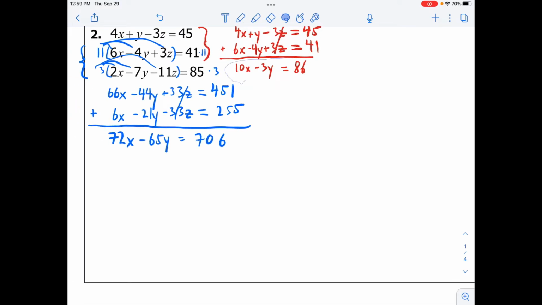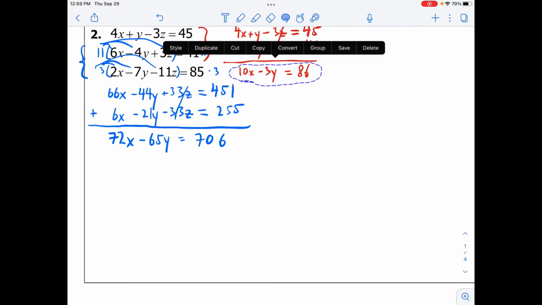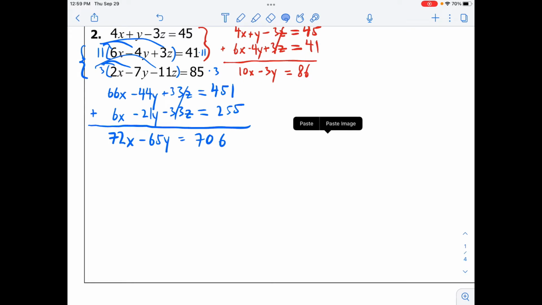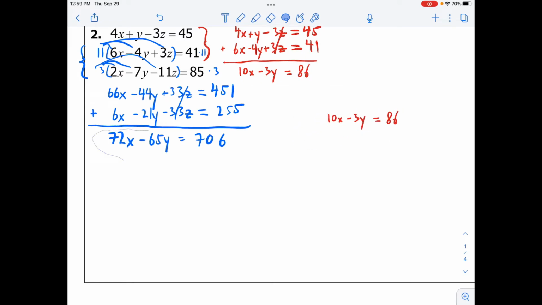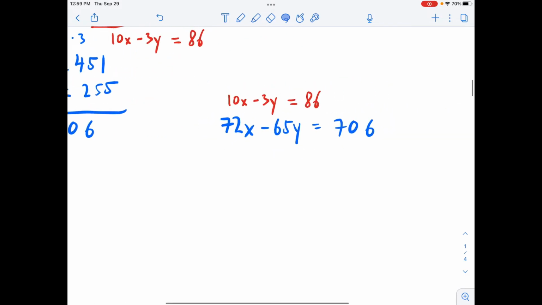Good stuff. So I'll take my two equations here. Copy. Paste. Okay. I'll make a system out of them. Just going to make a system out of my two equations. So that's 72x minus 65y equals 706. And then now it's an Algebra 1 problem. I solve it just like my systems of two equations.